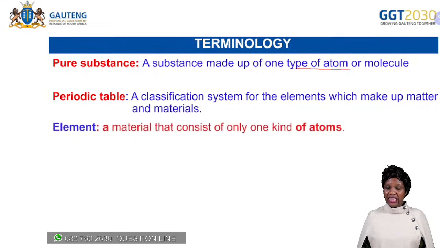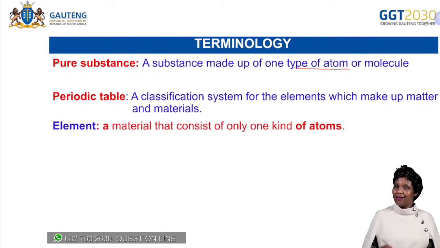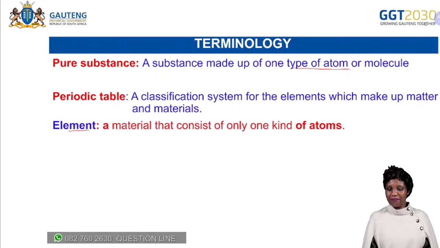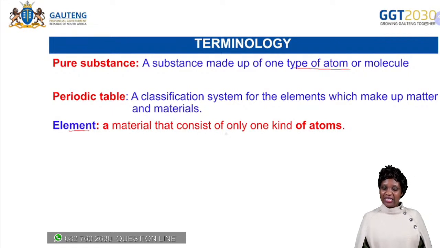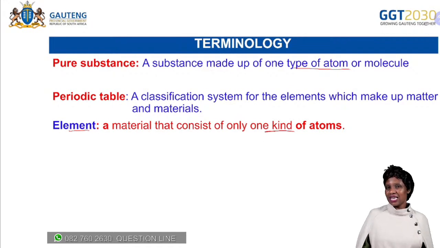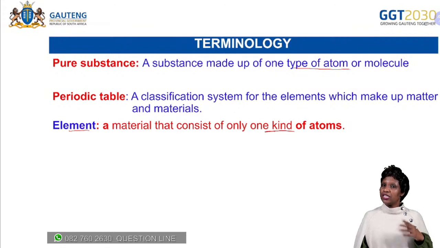Okay. And then let's go to elements. Remember elements, what we said about elements last week and even this week. This is a material that consists of only one kind of atoms. This is an element, all right? And we've got a classification system.